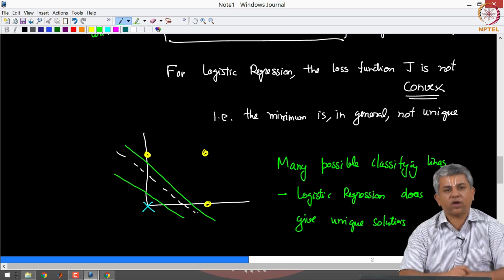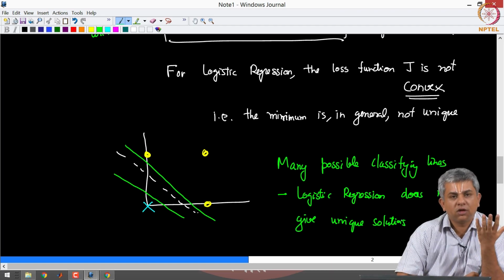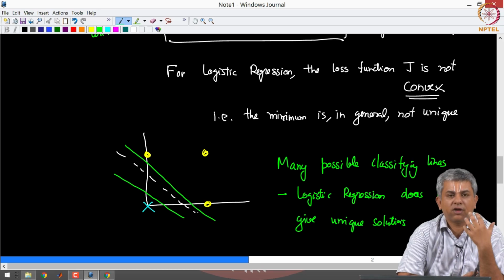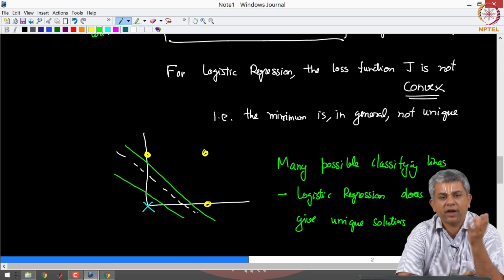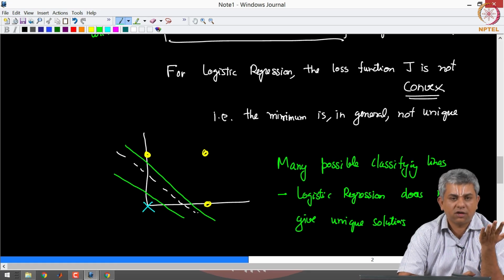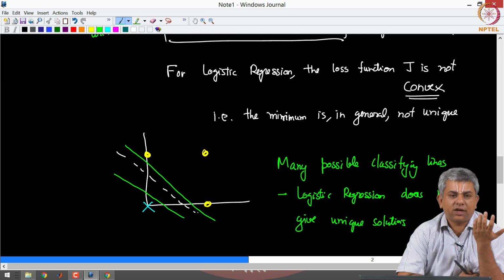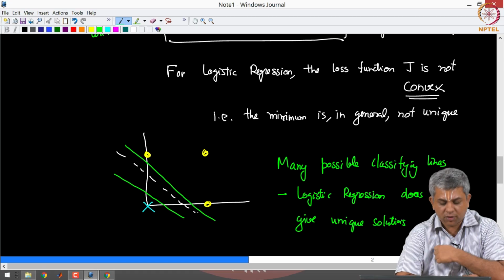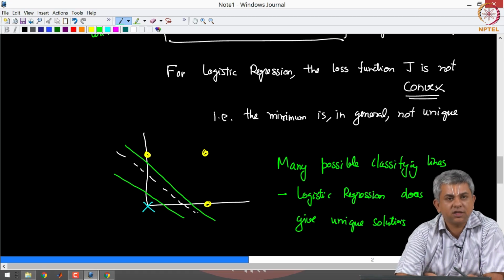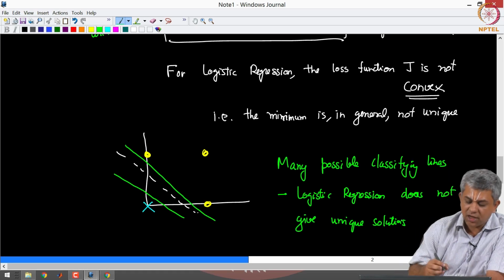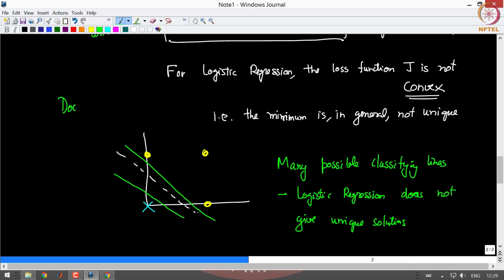So, in our whole process, depending on which w you start with, remember that our initial set of weights we were guessing randomly. So, the random guess, depending on where it is, you might get one classifying line or the other. Okay. So, logistic regression actually depends on your initial conditions, which classifying line you get. Okay. So, that is an important constraint. This is also a problem with neural networks. It does not necessarily give the global optimum.